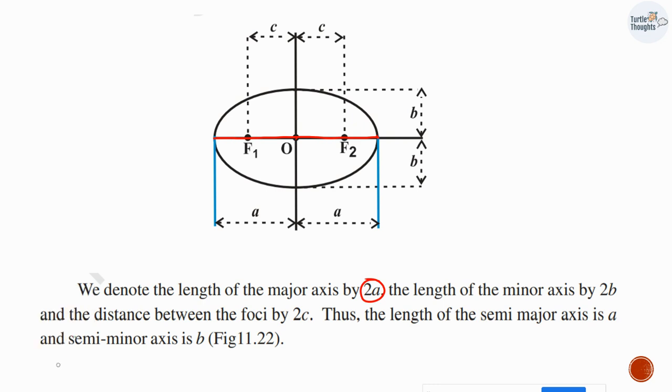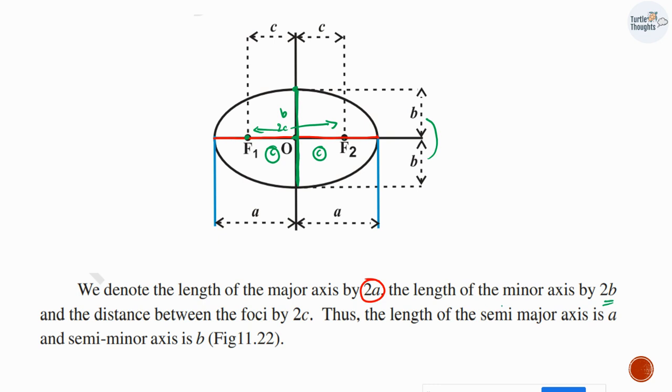Similarly, the length of the minor axis is taken as 2b, because the distance from this point to the center is b, and from the center to this point is also b. You add these two, b plus b, you get 2b. And the distance from the center to a focus is c, and from the center to the other focus is also c. So the distance between the two foci is going to be 2c.